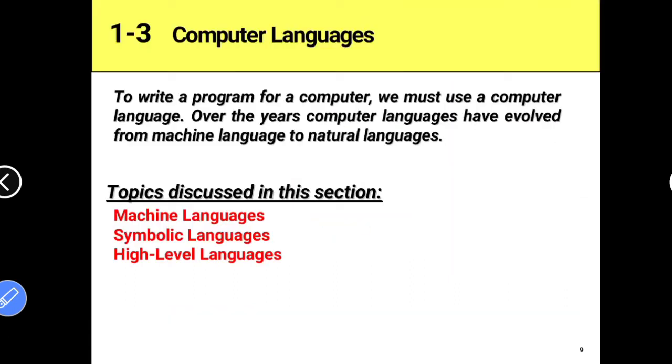Now come to computer languages. We already discussed in our previous videos that for communicating with the hardware we need software, and for making the software we need a programming language. So to write a program for a computer, we must use a computer language. Over the years, computer languages have evolved from machine language to natural language, that means high level language. We also discussed this in our previous video. So in this video, we discuss in more visualized form machine language, assembly language, and high level language.